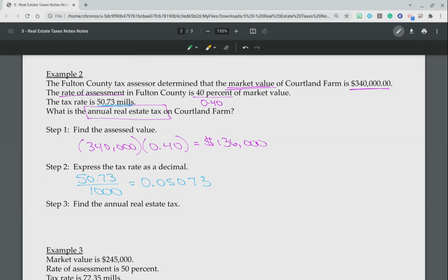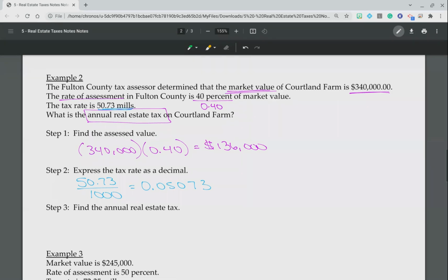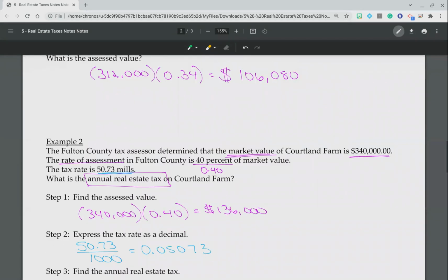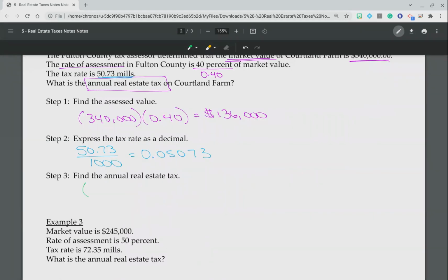The last thing I have to do is find my annual real estate tax. Like we set up here, I take the tax rate and multiply it by the assessed value, which are the two things I just found. My tax rate, multiplied by my assessed value that I found in step one. And I get my annual real estate tax is going to be $6,899.28. Just make sure you're going back and checking which formula you need to use for each part when you're asked each different question.